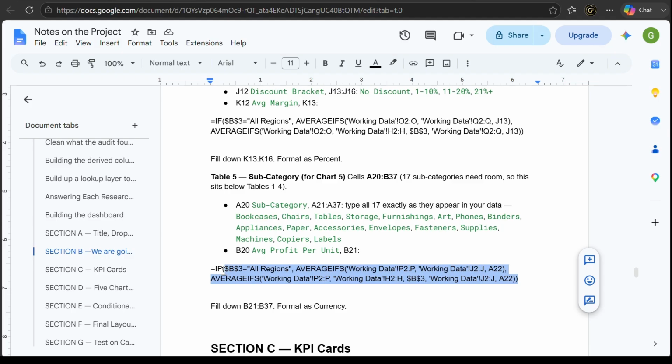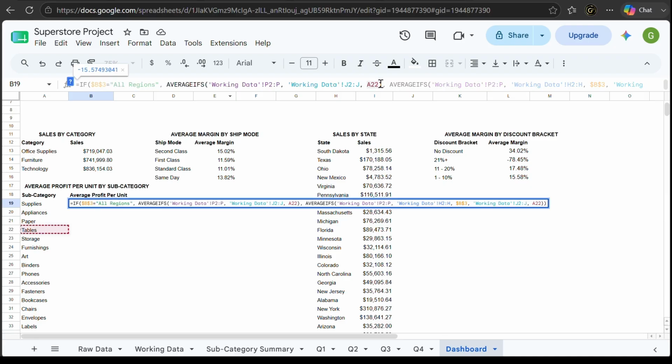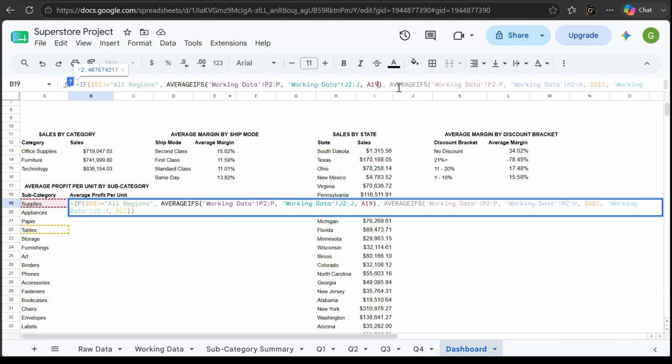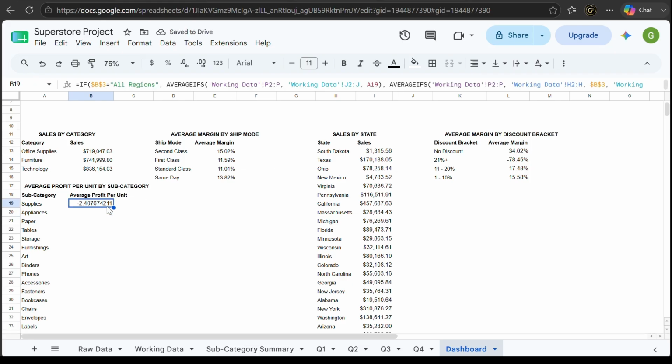To get the average profit per unit, I'm just going to use this particular formula that's here, and then I have to be careful of my referencing again. Okay, so what's this? You have A20. Should have started from A19. It should be A19. The same thing happens here. Should be A19, not A22. A19. Alright, so press enter there. Now that's properly done for us.